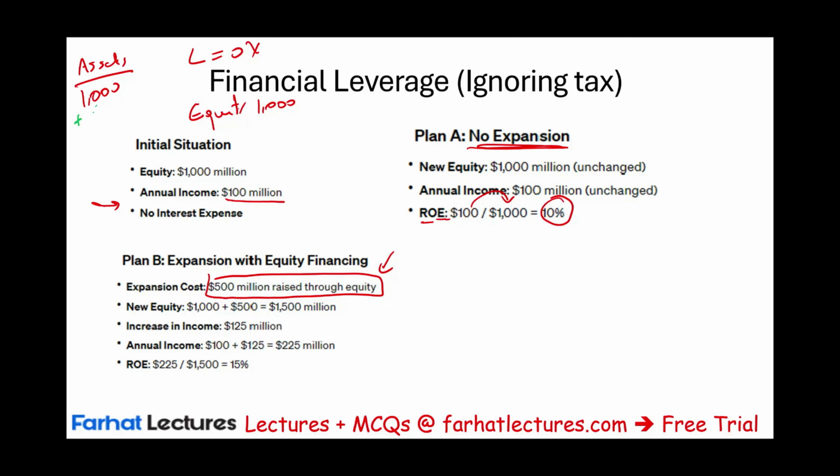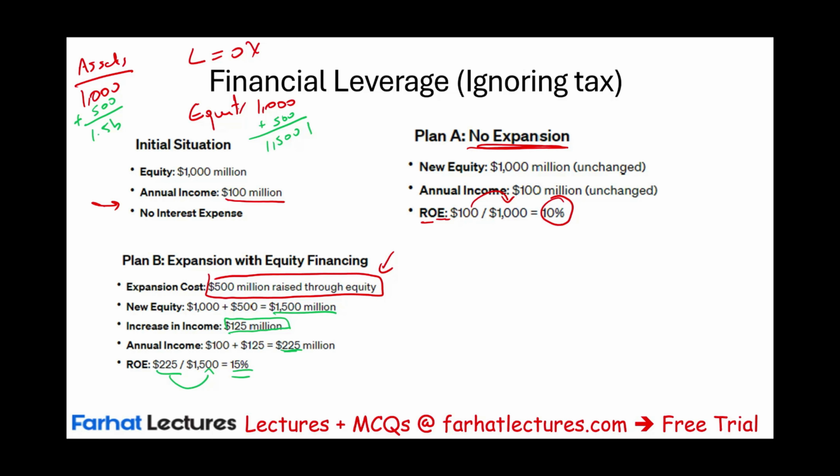How much? 500 million. They're going to raise equity, and obviously their equity will increase by 500 million. Now they have 1.5 billion in assets, 1.5 billion in equity. Now the new equity is 1.5 billion. Net income is expected to increase by 125 million. Therefore, the new annual net income is 225 million. 225 million divided by 1.5 billion, return on equity is 10%.